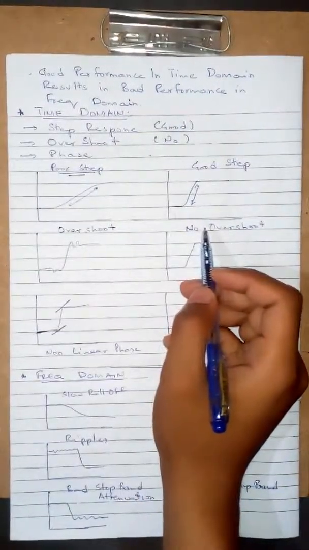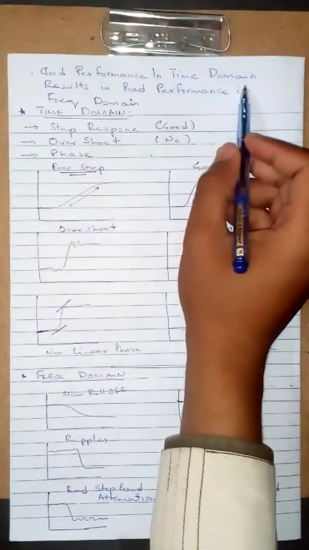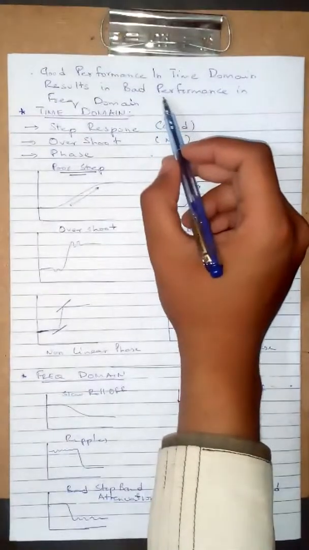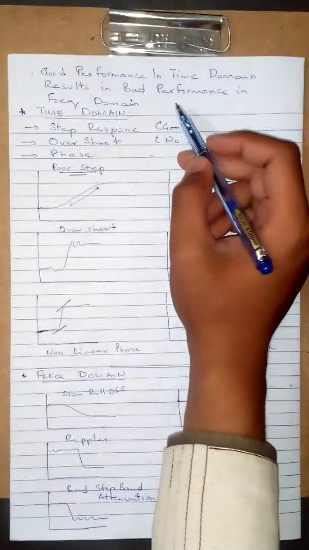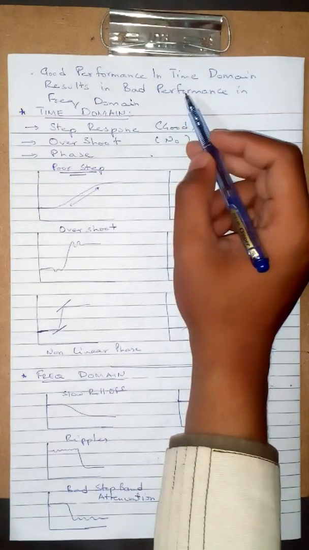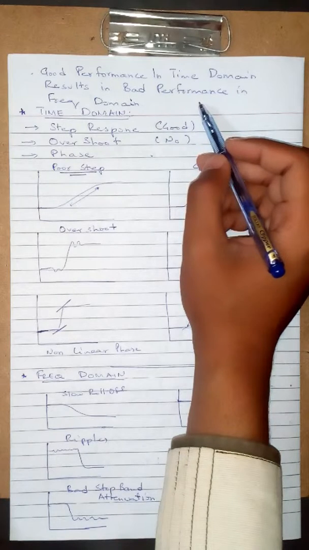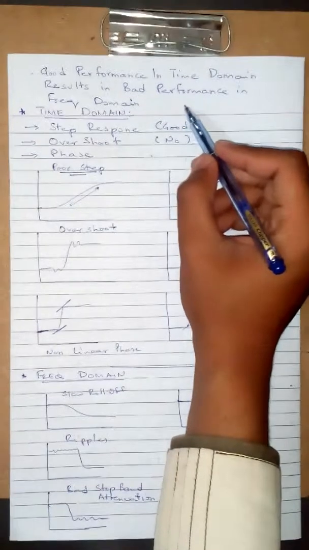Another concept is that if we have a good performance in time domain of a filter, then the results are in bad performance in frequency domain. Both of these are inversely proportional. If we have bad performance in time domain, we get a good performance in frequency domain in filters.